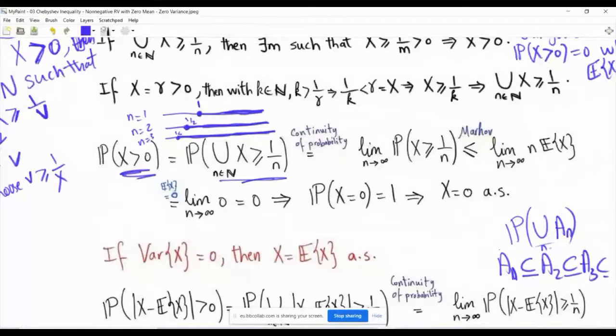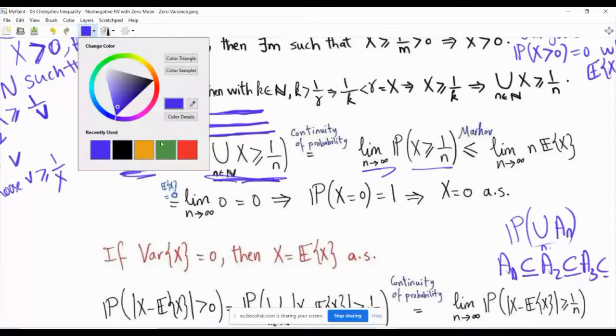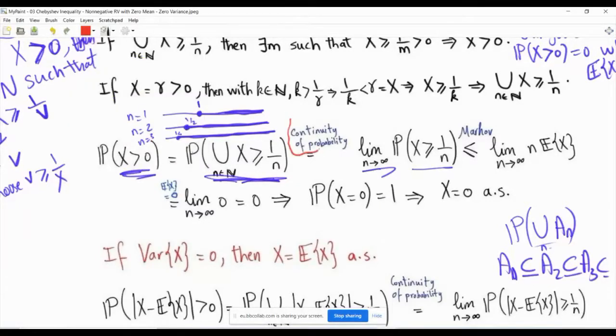So we have the continuity of probability in its nested version, which tells you that the probability of this thing is just the limit as n goes to infinity of the probability of x greater than or equal to 1 over n. So here a friend is helping us again. It helped us in proving the Borel-Cantelli lemma, and here it is striking back, and very useful.